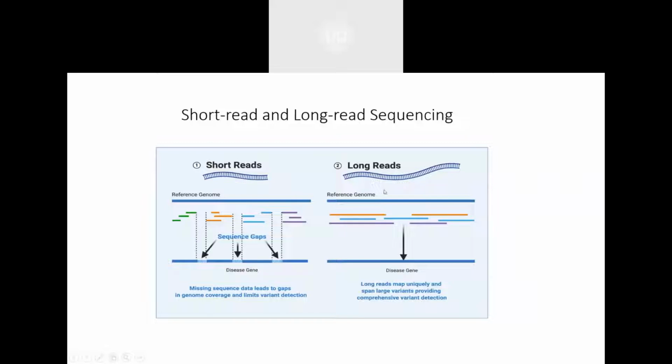Somewhat better than short reads is a long read, where you see we have a reference genome, and we are comparing that to my target gene. So first of all, I fragment my genome into longer fragments. And so here the gaps are less, or I see no gaps. Long reads map uniquely, and they span large variants, providing comprehensive variant detection. So somewhat better than the short reads.